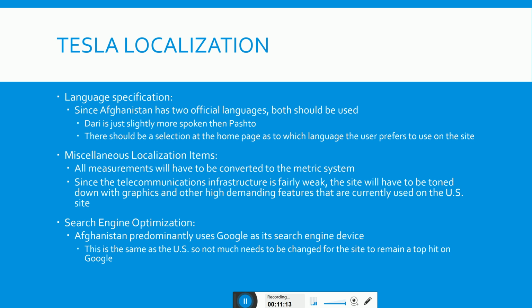For search engine optimization, Afghanistan, just like America, predominantly uses Google far and above. Over 95% of the searches in Afghanistan are done using Google, which is very similar to the US, so I don't think they're going to have to change much in order to be on that first page of related searches to their company, given that it's both Google.